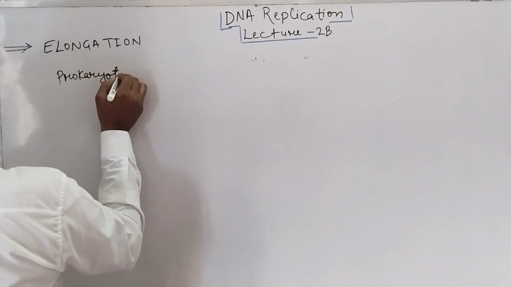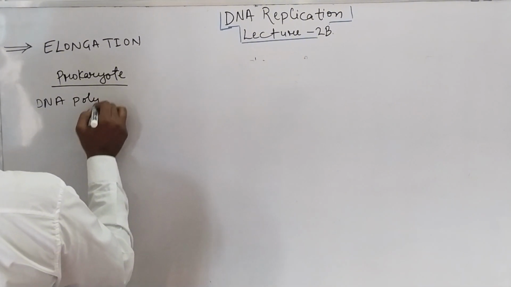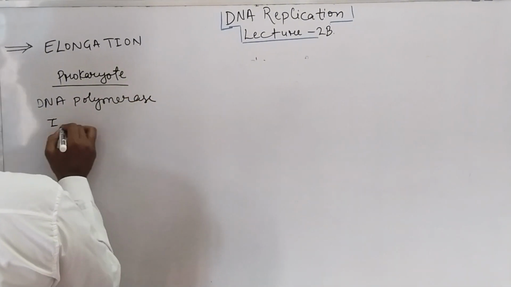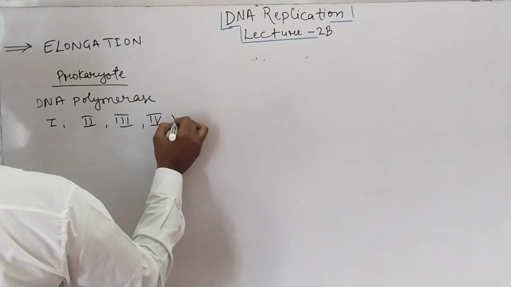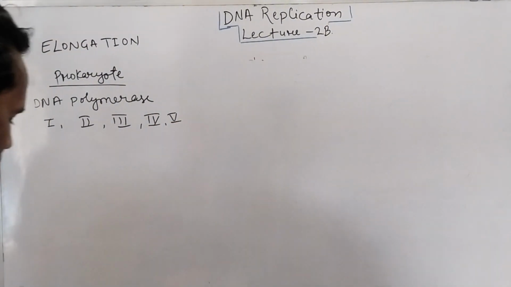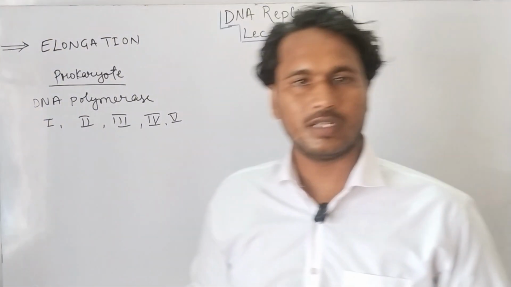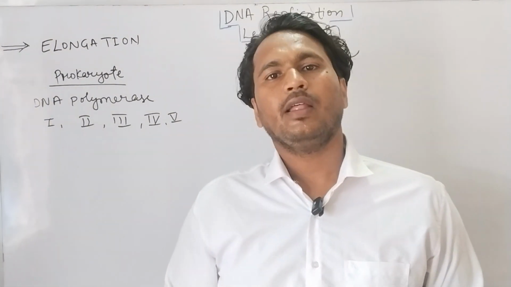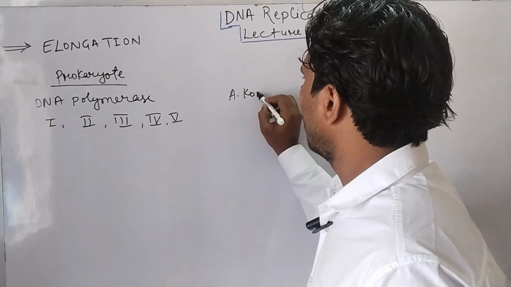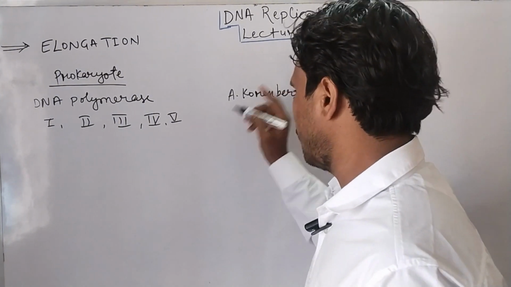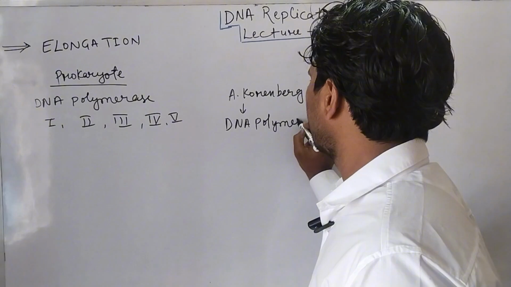In prokaryotes, the DNA polymerases are of several types. 1, 2, 3, then 4, then 5, and so on. These are the major DNA polymerases. In the beginning we thought that DNA polymerase only helps in synthesizing a new strand, but because of Arthur Kornberg, who discovered the first polymerase, which is DNA polymerase 1.